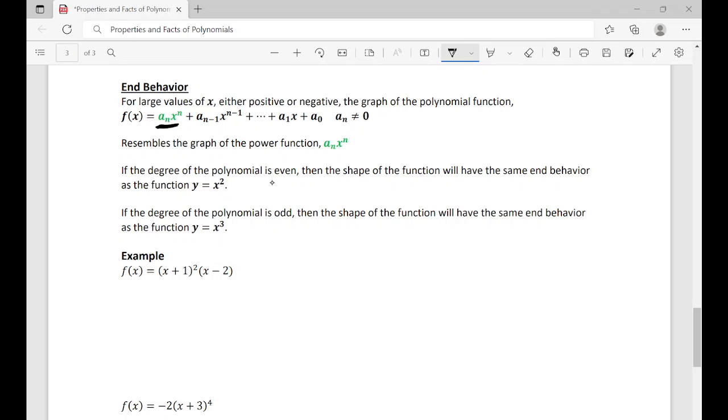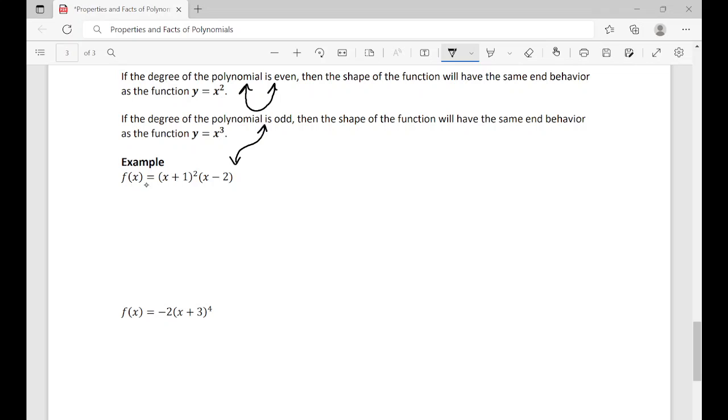So if the degree of the polynomial is even, 2, 4, 6, 8, 10, 12, then the shape of the polynomial function will have the same end behavior as the function y equals x squared. If the degree of the polynomial is odd, 3, 5, 7, 9, 11, so on, then the shape of the polynomial function will have the same end behavior as the function y equals x cubed. So if you have forgotten, x squared starts up high and then goes back high as a U shape, whereas x cubed starts low, goes up, and ends high. So these are the kind of end behaviors you can expect.